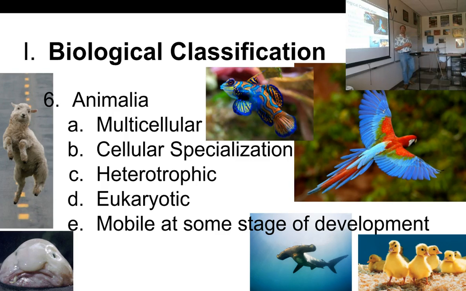There are some animals that are not mobile as adults. Corals are not mobile as adults. Sea lilies are not mobile as adults. Sea anemones are not mobile as adults. But as larvae or juveniles, they are mobile. So every animal can go somewhere at some stage.